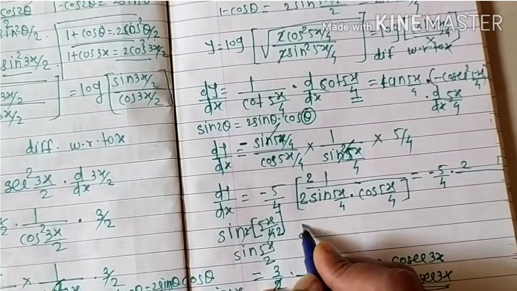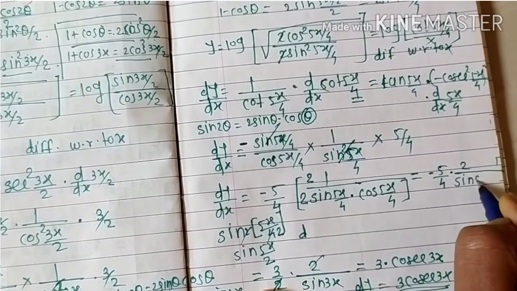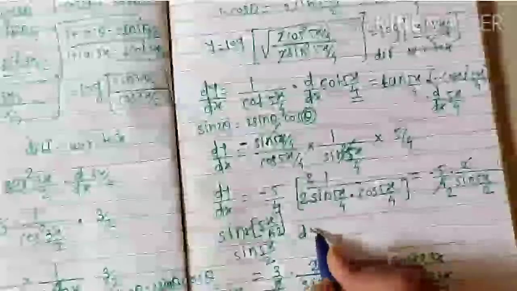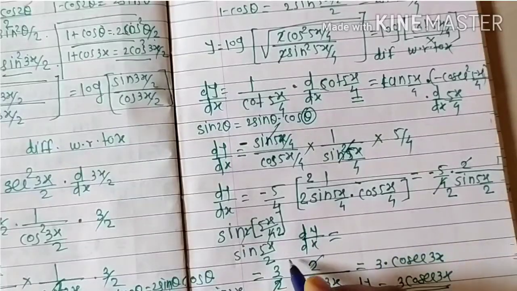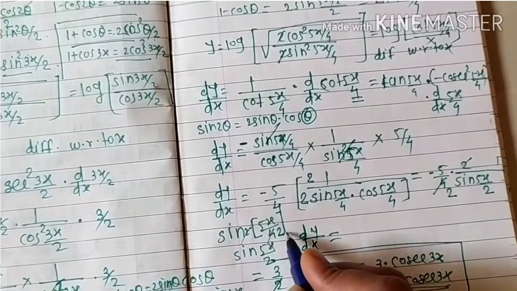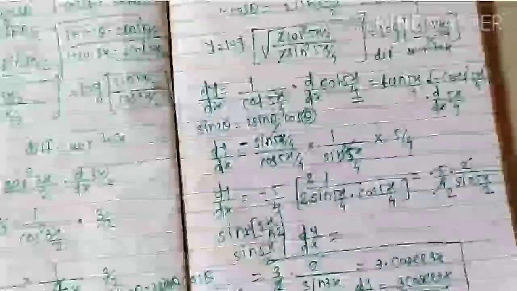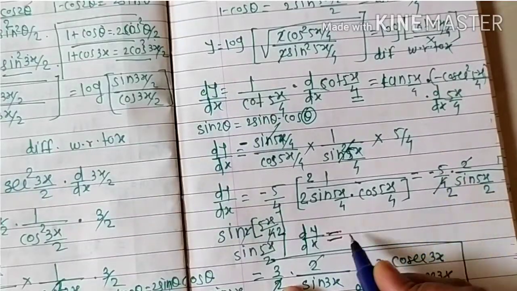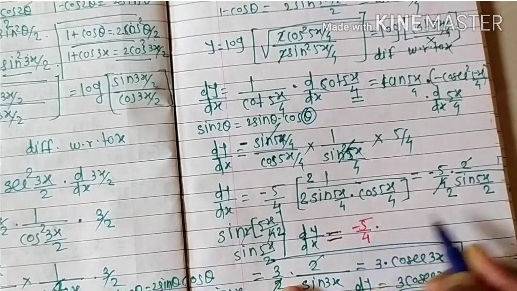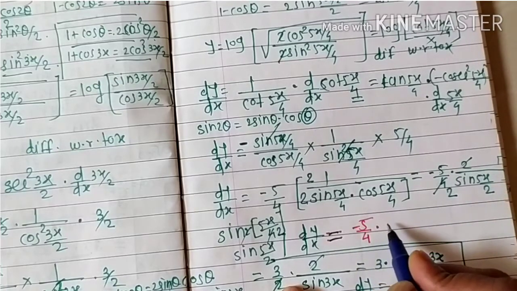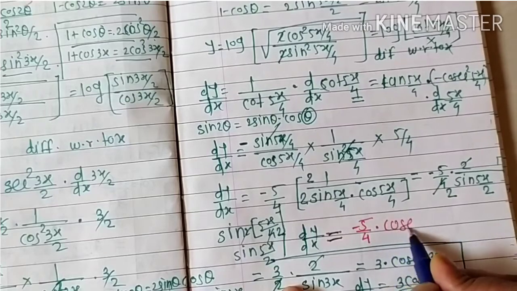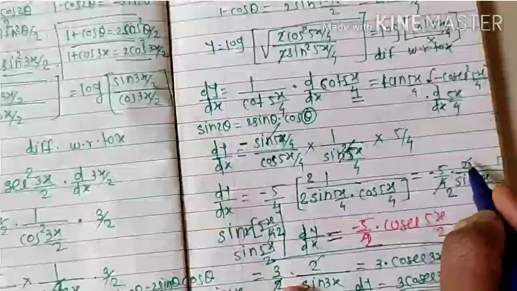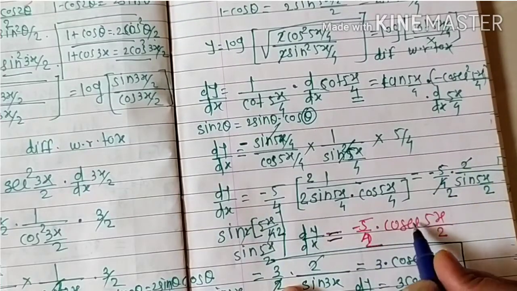Okay, therefore sine of 5x by 2, and out of this the 2 gets cancelled. Therefore dy by dx is equal to the value of the derivative, minus 5 by 2 into 1 upon sine, that is 1 upon sine means cosec of 5x, divided by, here 5 by 2 is there, not 4, out of this the 2 gets cancelled: minus 5 by 2 into cosec of 5x by 2.